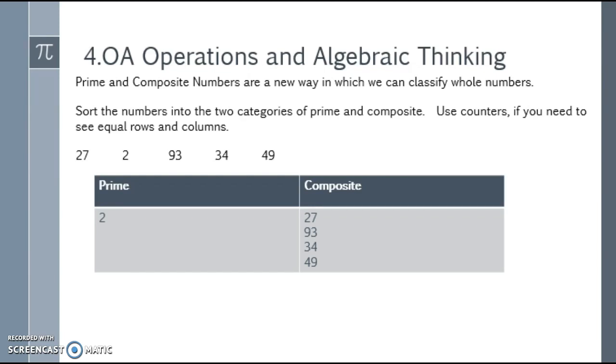The only prime number in our list is 2. The others are composite. Some examples, 3 times 9 is 27, 3 times 31 is 93, 2 times 17 is 34, and 7 times 7 is 49.